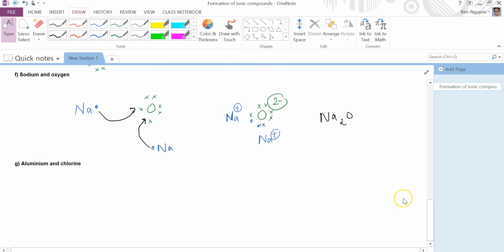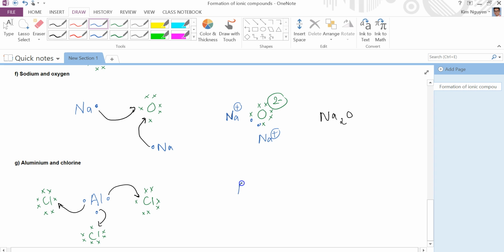Okay, now aluminium and chlorine. This is the last one. I'll work quickly through this one. It follows a lot of the principles that we've seen so far in this video. Aluminium, group 13, means it has 3 electrons in its outermost shell. Chlorine, you know, has 7 electrons in its outermost shell, and you'll need 3 chlorines to be able to receive the 3 electrons from aluminium. So 3 chlorine atoms, 1 electron each.